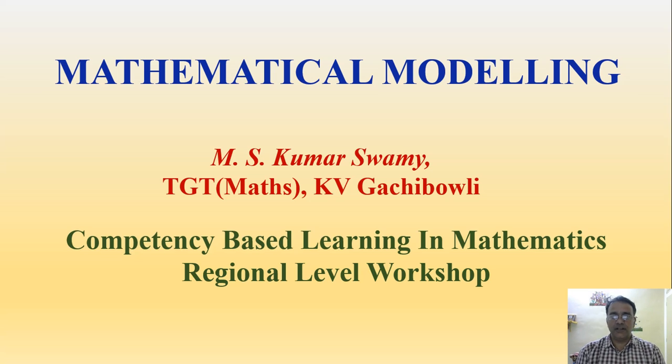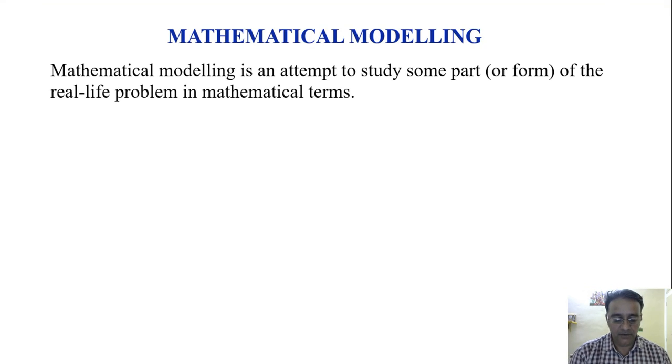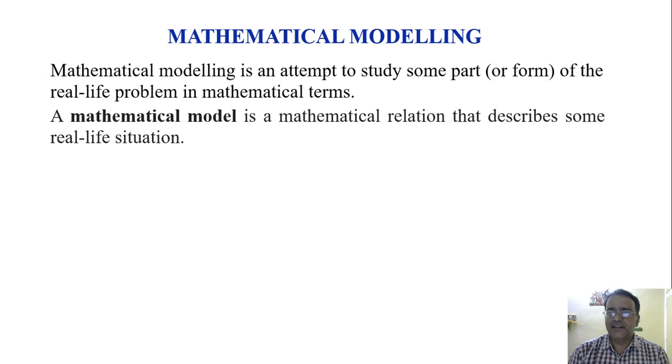Now I'm going to take up mathematical modeling, and let us start with the definition of mathematical modeling. Mathematical modeling is an attempt to study some part or form of real life problems in mathematical terms. When we are talking about mathematical modeling, we use the word mathematical model. A mathematical model is a mathematical relation that describes some real life situation.